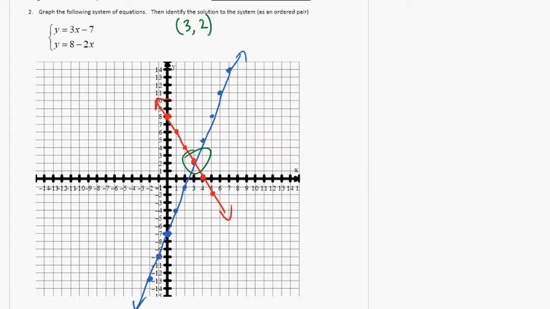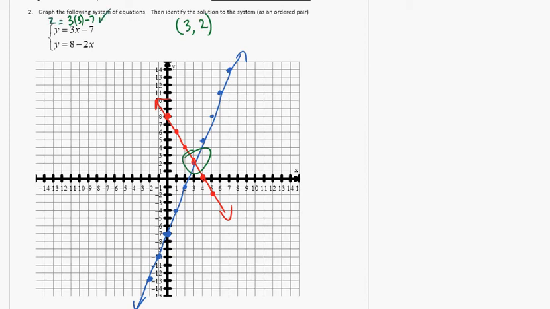Real quick, we can check and make sure that solution really works. Remember, in order to be a solution to a system, it has to make both of the equations true. So if I substitute in a 3 for x, 3 times 3 is 9, minus 7 is 2. That checks out. It works in the first equation.